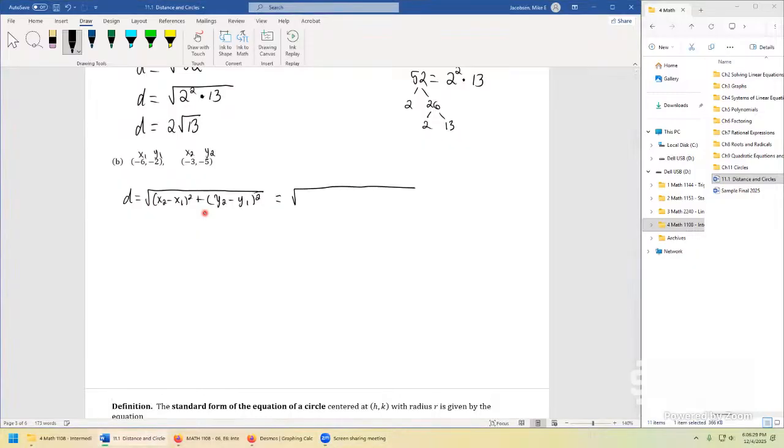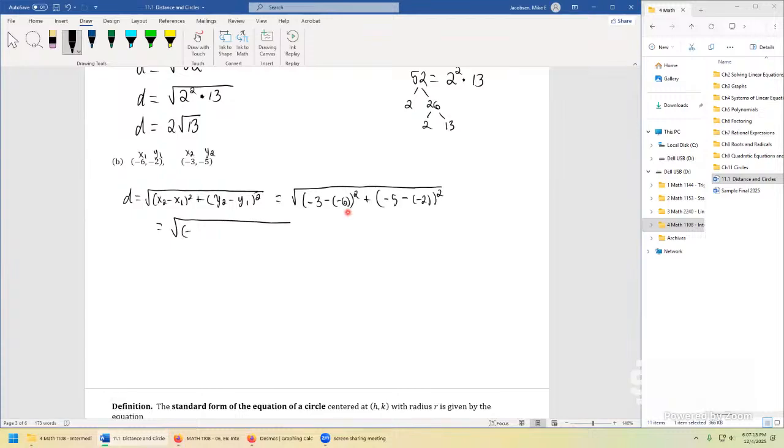This becomes the square root of. Now we're just going to the numbers and plugging them in as we go. So x2 is -3, minus x1, -6. We have to deal with double negation, so extra parentheses there to be extra careful. Then plus, extend that bar, y2 is -5, minus y1, which is -2. Square that result. And now once we survive the order of operations on all this stuff, we'll have the distance between those 2 points. So let's first start with handling the double negation.